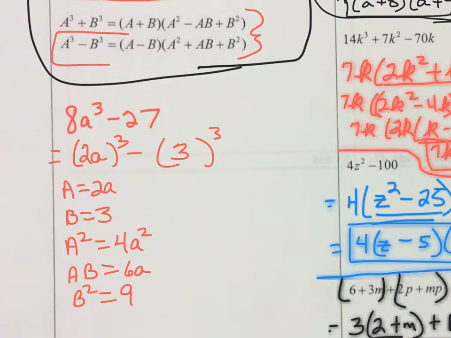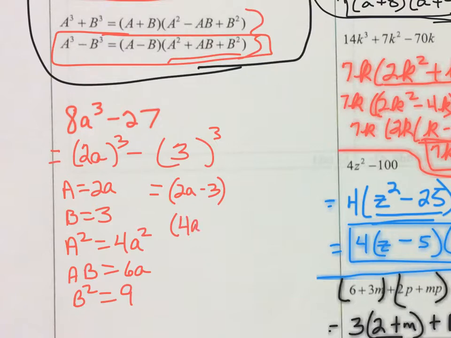So now if I simply substitute into this bottom formula, because that's the one for minus, that's the one for difference, it says take a minus b, so 2a minus 3, times a squared plus ab plus b squared, or 4a squared plus 6a plus 9.